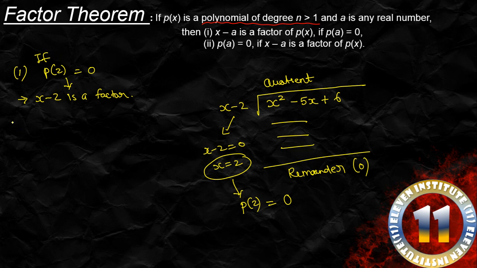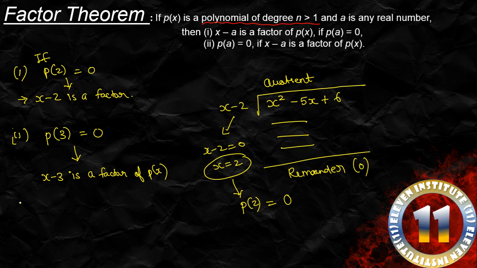Is it understood? Let us take one more example. If somebody tells me that p of 3 is equal to 0 for a particular polynomial, then I can say that if p of 3 is 0, then x minus 3 is a factor of p(x). x minus 3 is a factor of p(x). Very simple. I hope this is clear to you.